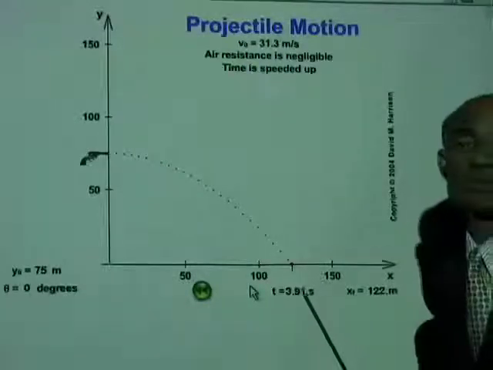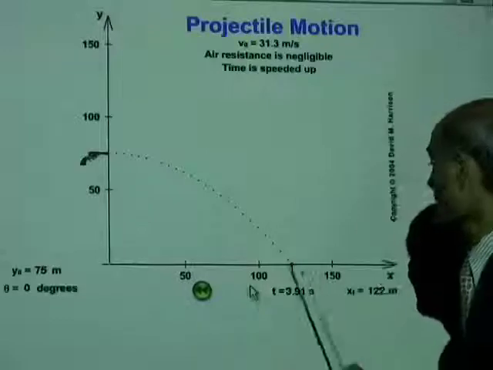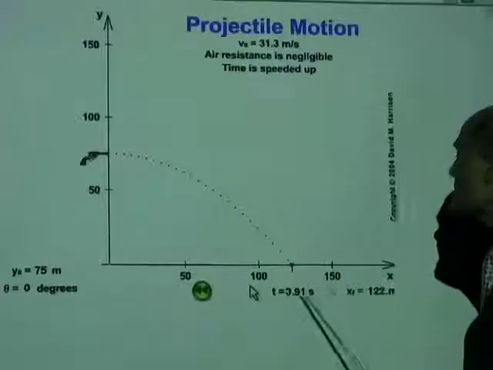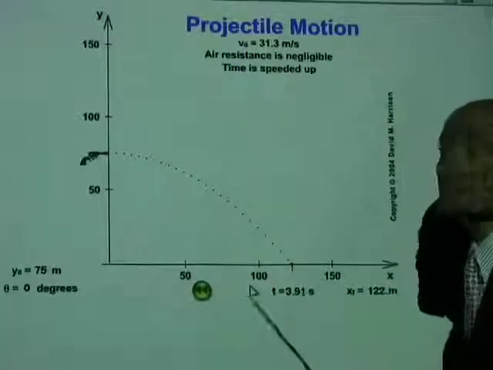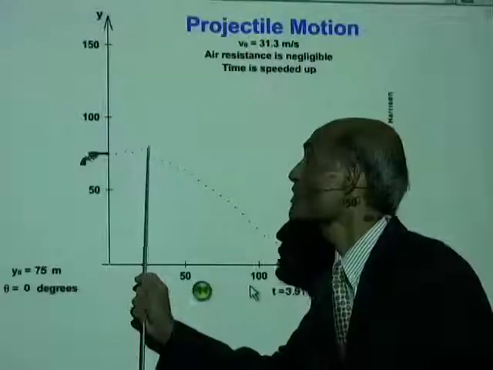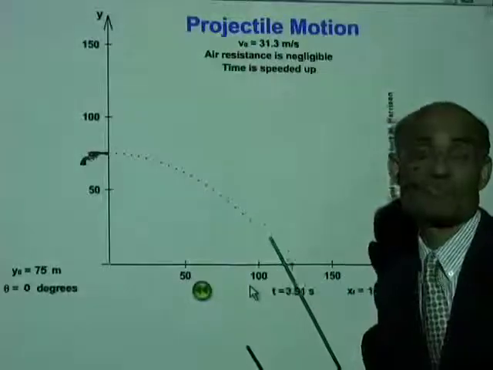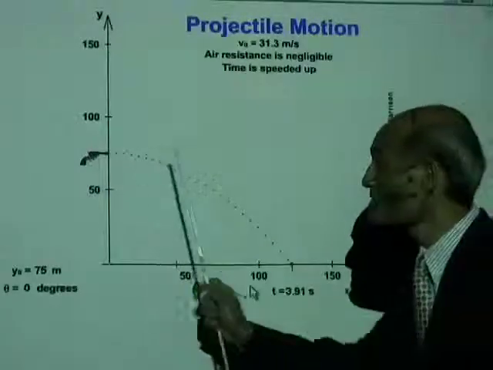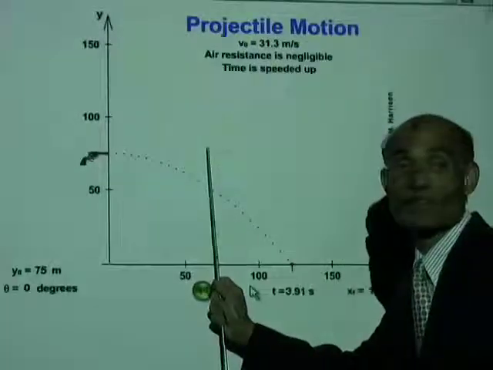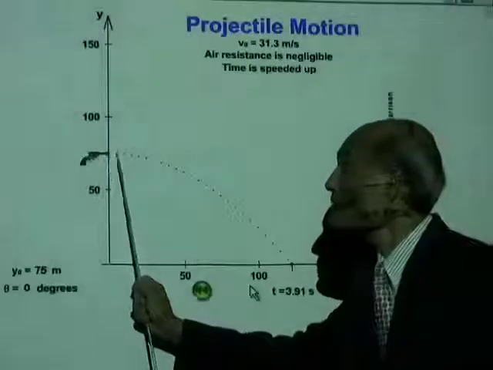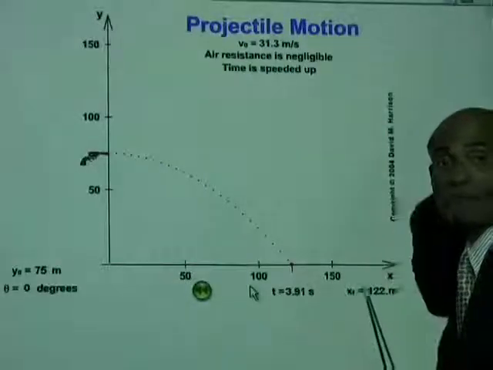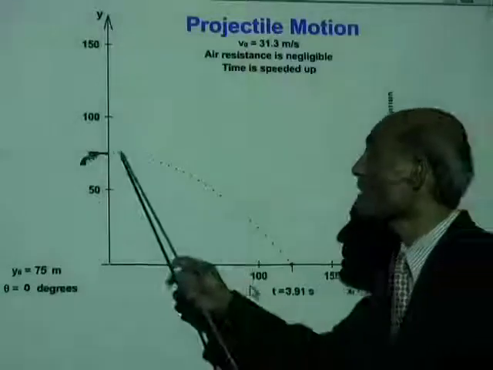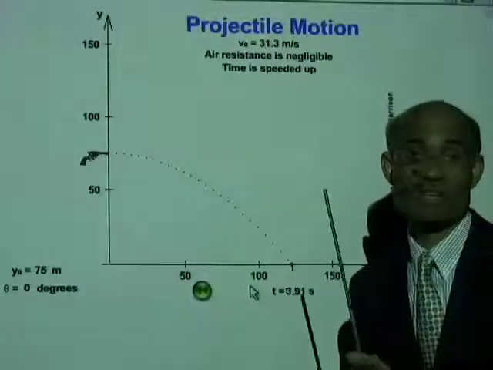Alright, let me ask you. I want you to answer this question. It traveled a horizontal distance 122 meters in 3.91 seconds. What is the velocity of projection? Did you get the answer? Well, since the velocity of projection is a constant, the velocity of projection multiplied by the time will give you the x value. Is that right? So x divided by time will give you the velocity of projection.